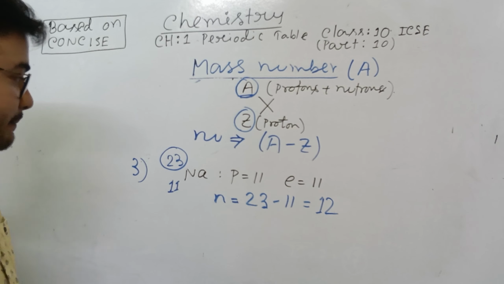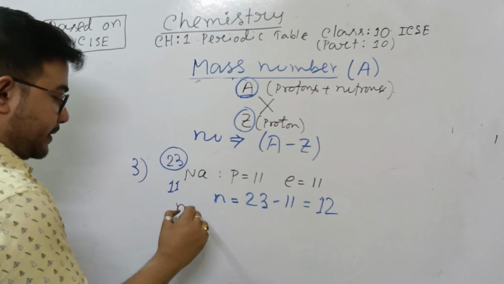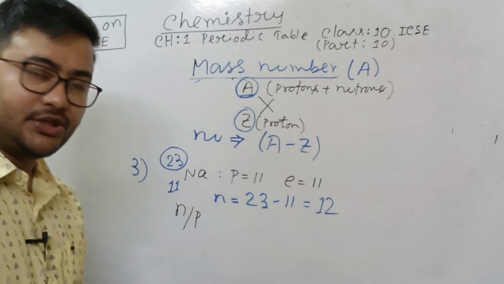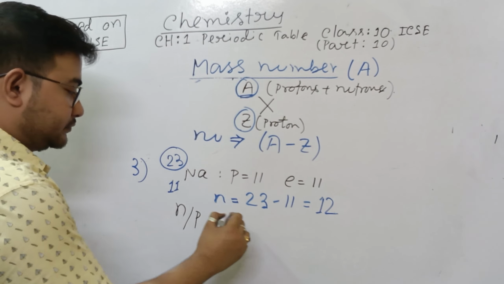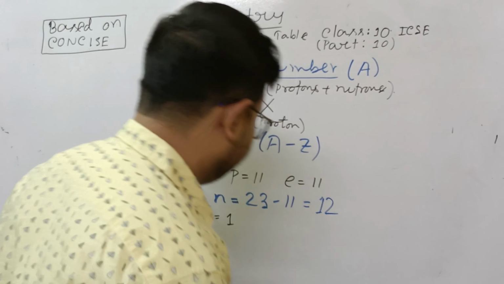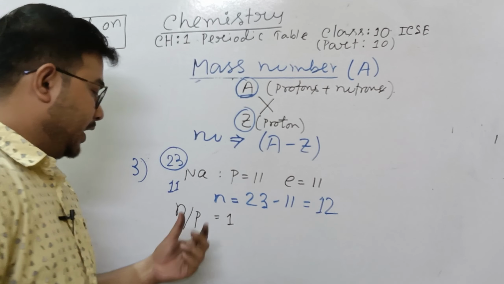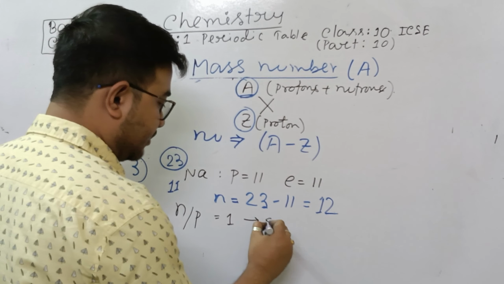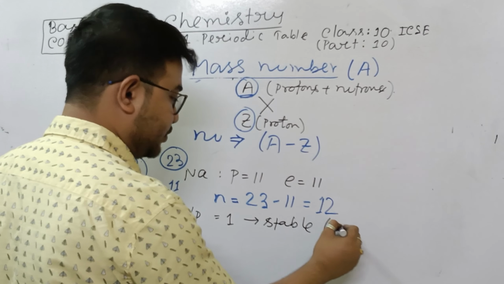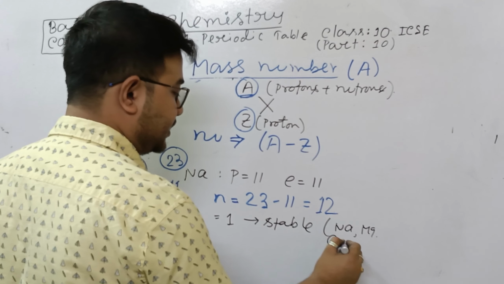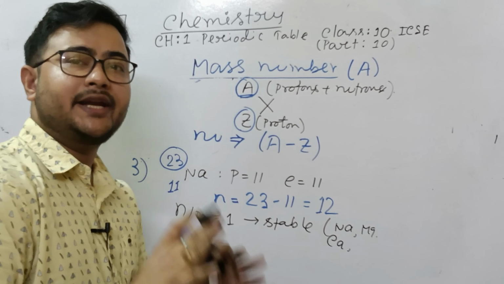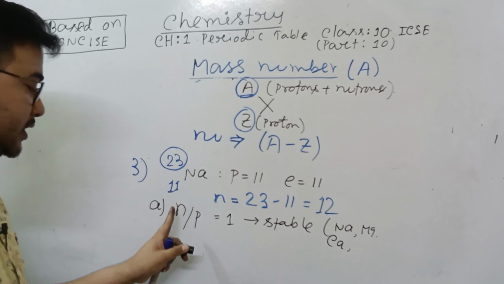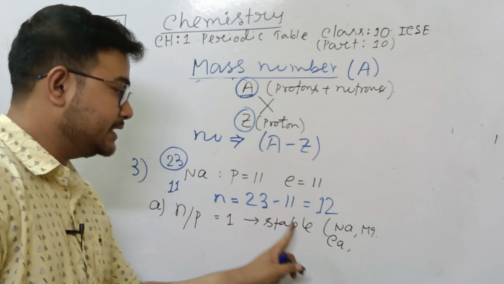Now keep in your mind, if the N by P ratio, neutron divided by proton ratio, is 1, then the atom is stable. Stable examples are sodium, magnesium, calcium, hydrogen, helium. That's all given in the periodic table. So this is a sub part of note number 3. Neutron by proton ratio is 1, then the atom is stable.